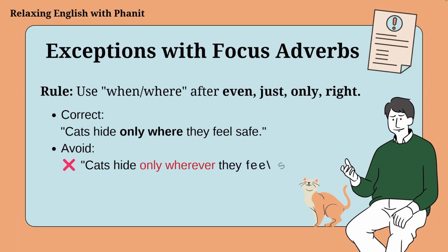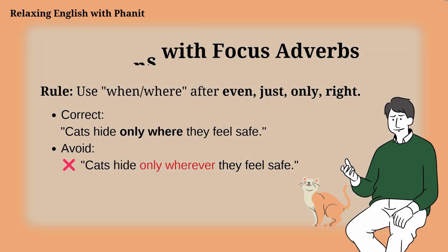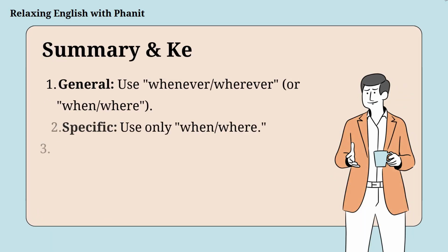Here's an exception to remember. After words like even, just, only, or right, always use when or where, not whenever, wherever. For example, "Cats hide only where they feel safe" is correct, but "only wherever they feel safe" is wrong. Similarly, "He calls even when he's busy," not "even whenever." These small details matter.